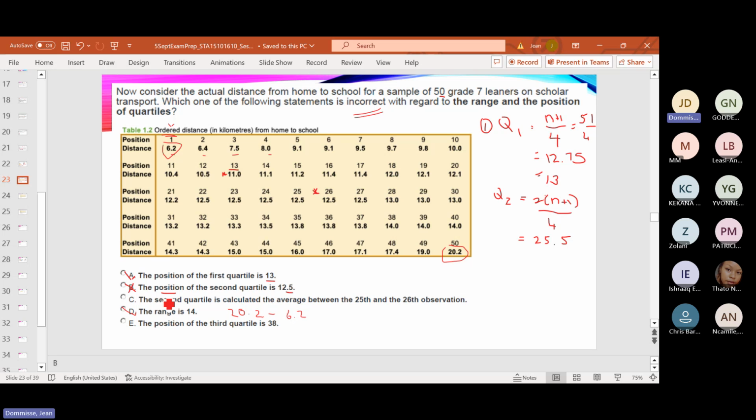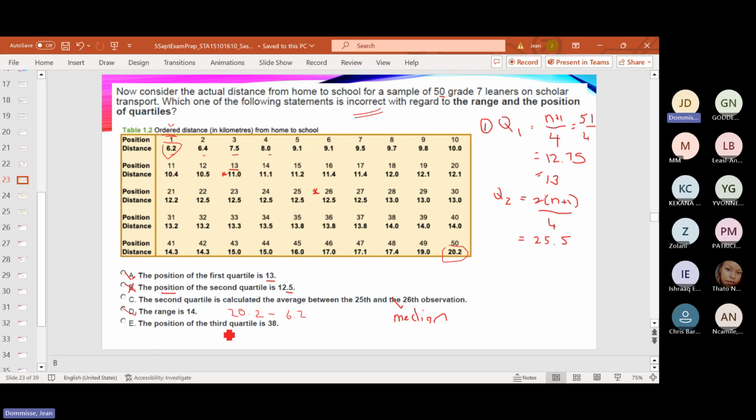And then they nearly repeat it, but say the second quartile is calculated as the average between the 25th and 26th observation. Again, that is correct. That is also your median. So again, they haven't asked it, but your quartile 2 is the same as your median.